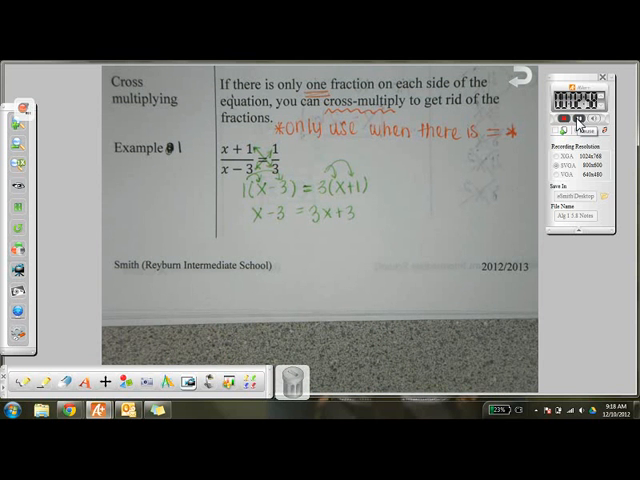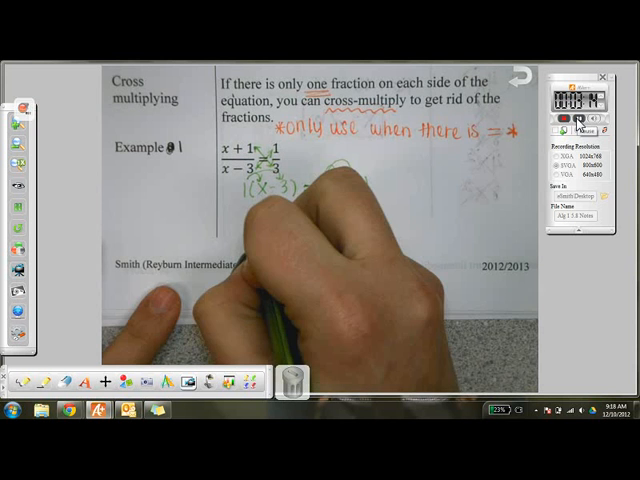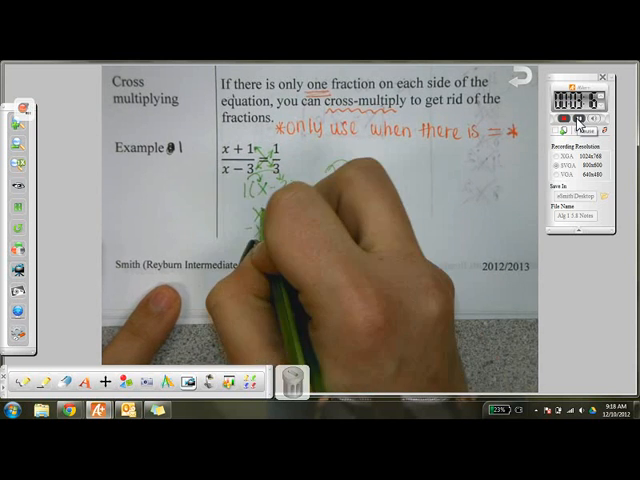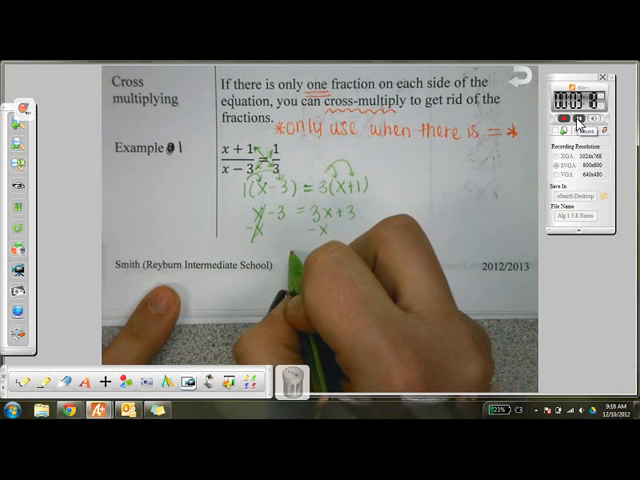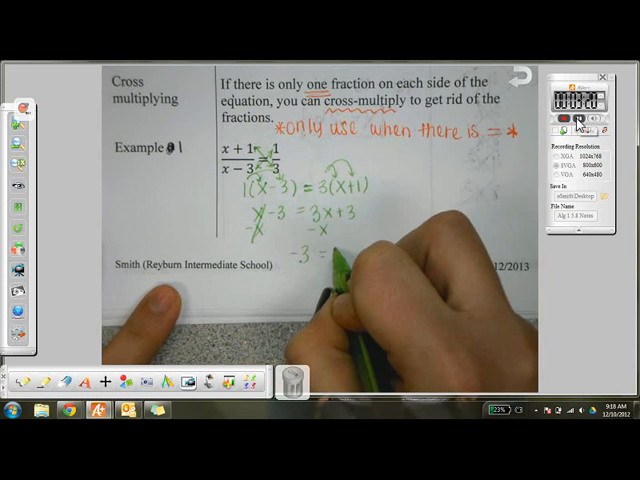Now if I'm solving for x, I'm trying to get x by itself. So I need to get all the x's on one side and all the numbers on the other side. So what do you guys want to move? X or 3x? The x. So let's subtract x from both sides. That leaves me with negative 3 equals 2x plus 3.